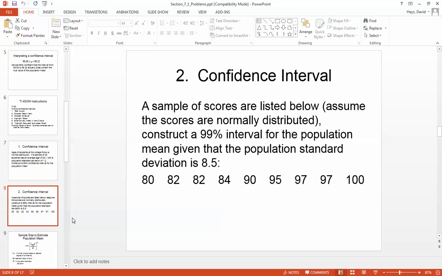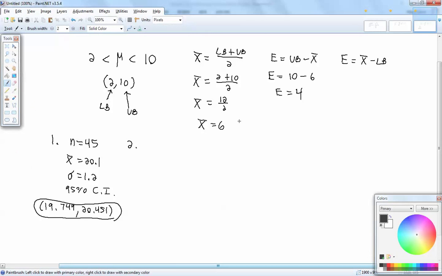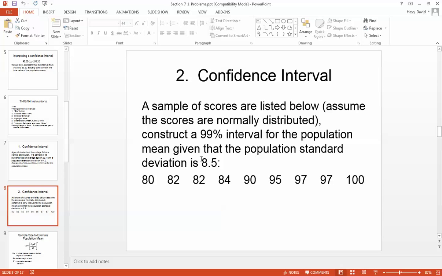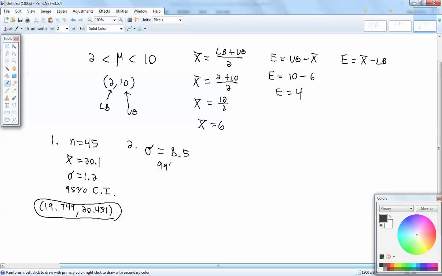Okay, I got another example here with raw data. Sample scores are listed below. Assume the scores are normally distributed. I put that on there because I didn't want to type a bunch of numbers into the calculator. It says construct a 99% confidence interval for the population mean, given the population standard deviation is 8.5. So they're telling us the population standard deviation is 8.5, and we want a 99% confidence interval.